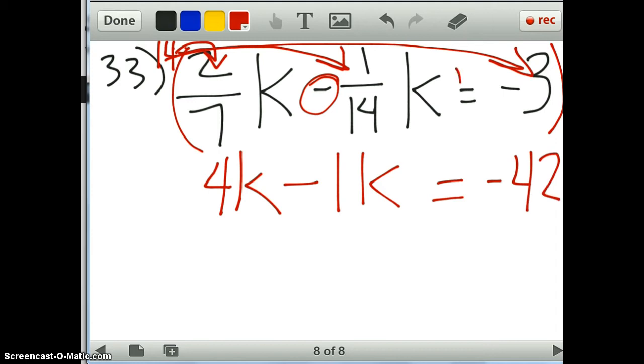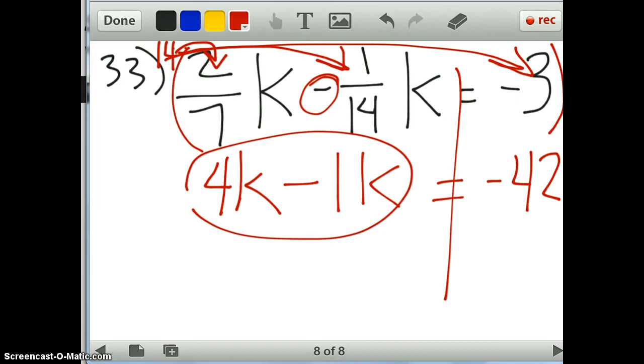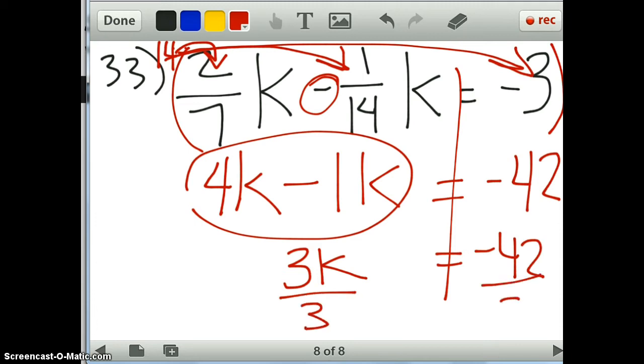So I draw it down. Hey, what in the world is going on over here? I've got a 4k and a 1k. How many k's is that? 3 k's equals negative 42. How do I undo the 3? Divide by 3. So k is going to be, is that a positive or a negative? Negative something. What the something is, you need to figure out.